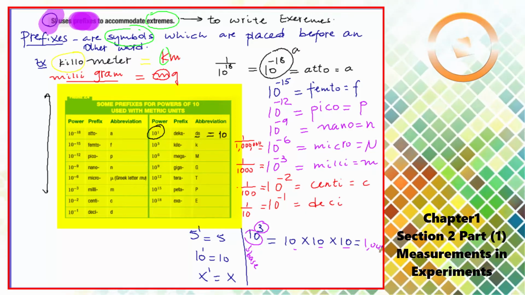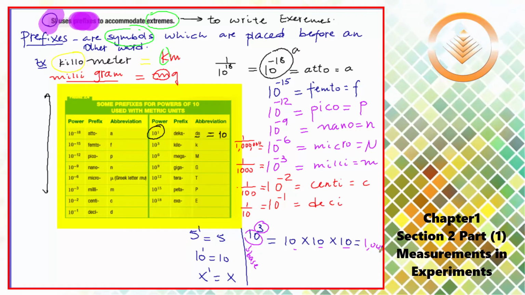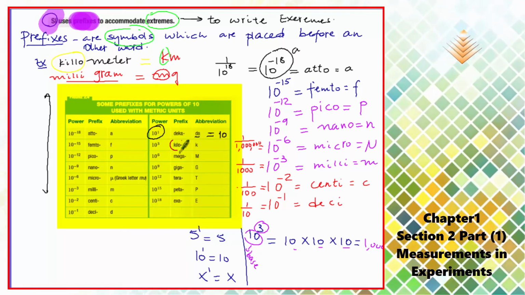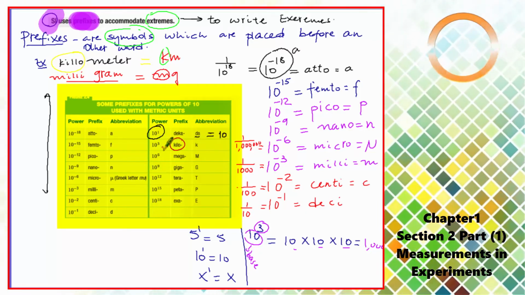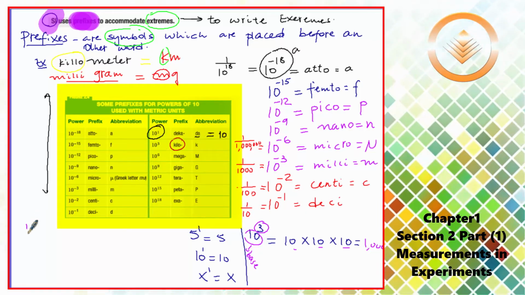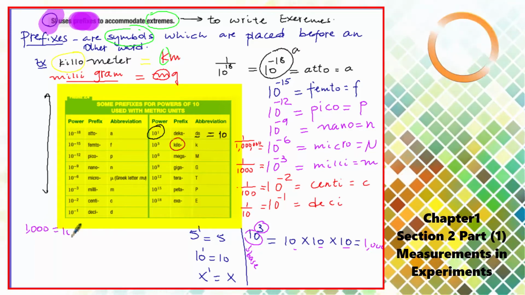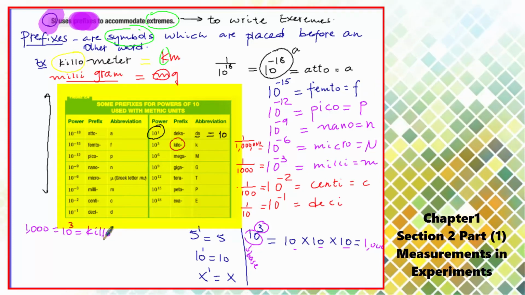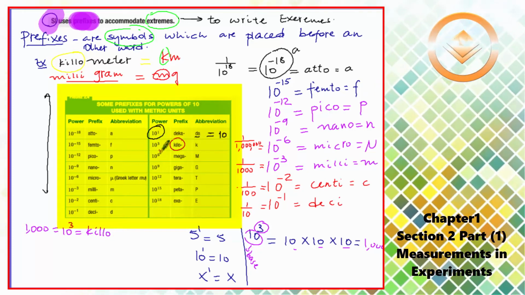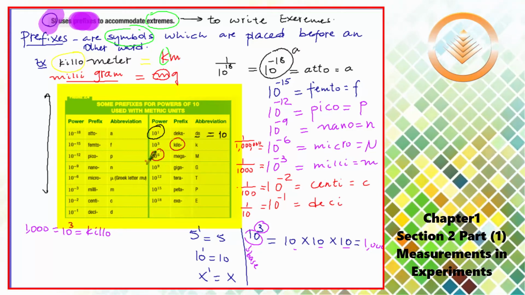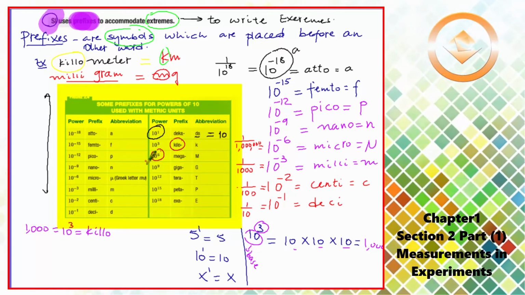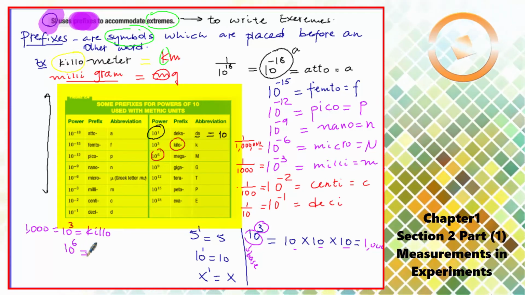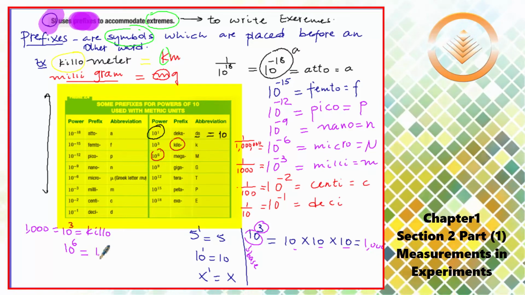So this exponent or this power has a special name called kilo. Kilo is a prefix which refers to 10 to the power of 3 or 1000. The other is 10 to the power of 6, which is 1 million. 10 to the power of 6 means you multiply 10 six times, and you get a million.